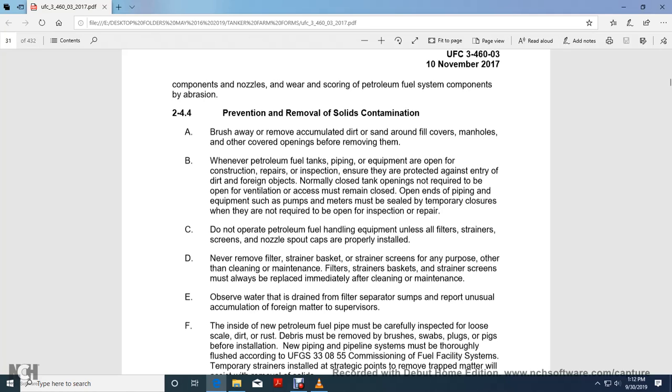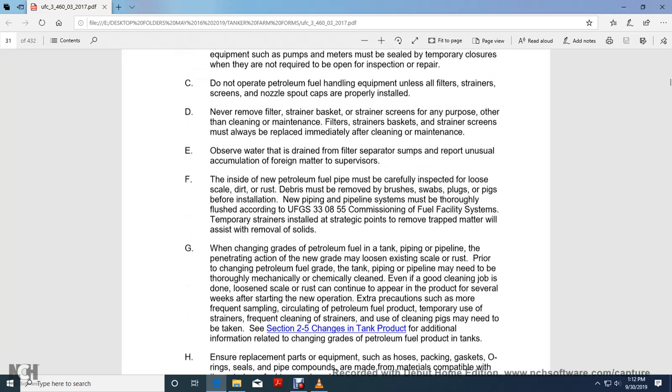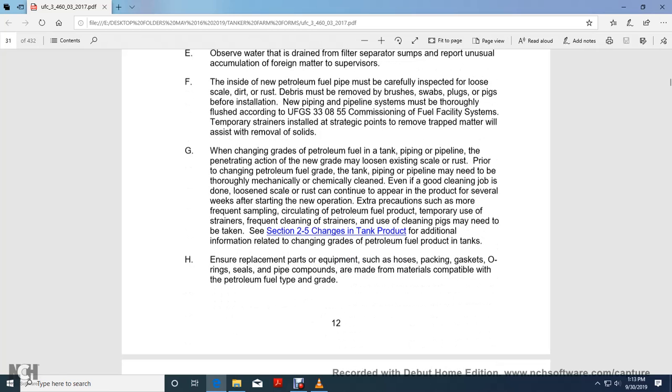Do not operate the petroleum fuel handling equipment unless all filters, strainer screens, and nozzle spout caps have been properly installed. Never remove filter, strainer, basket, or strainer screens for any purpose other than cleaning or maintenance. Filter, strainer, basket, and strainer screens must always be replaced immediately after cleaning or maintenance. Observe water from the drains of the filter separator sumps. Report unusual accumulation of foreign matter to the supervisor.